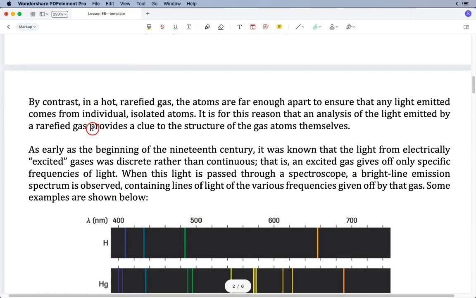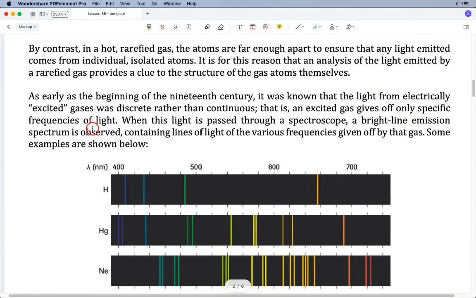Now, physicists had observed that whenever you take a hot, rarefied gas, you end up with an entirely different type of emission spectra. So what does rarefied mean, first of all? It just means that the gas is under a low pressure.